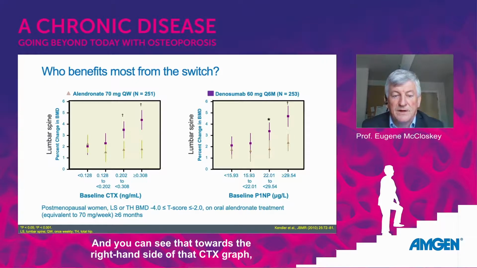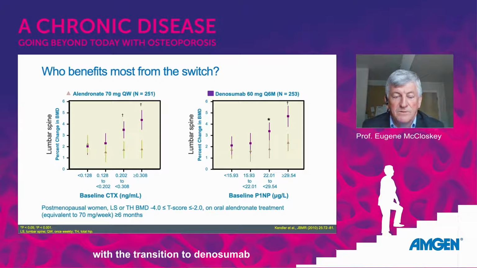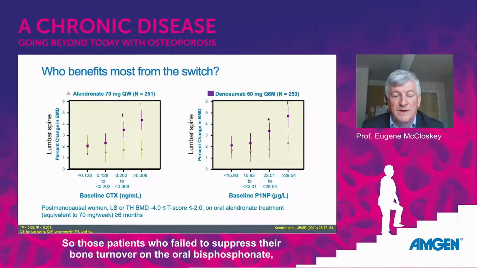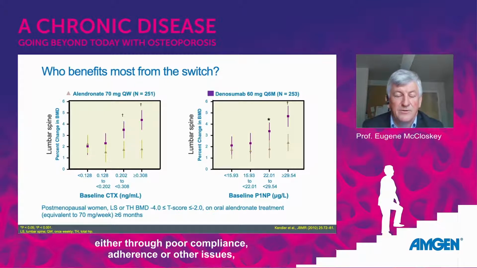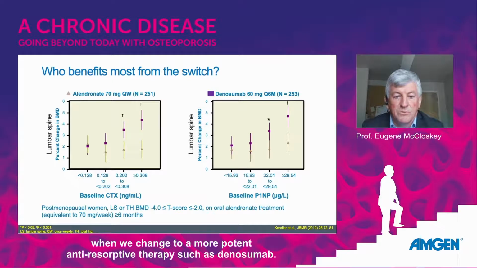And you can see that towards the right-hand side of that CTX graph, the patients who get the greatest increase in lumbar spine BMD with the transition to denosumab are those who had the highest bone turnover despite being on alendronate. So those patients who failed to suppress their bone turnover on the oral bisphosphonate, either through poor compliance, adherence, or other issues, are the ones that will get the increase in bone mineral density when we change to a more potent anti-resorptive therapy such as denosumab.